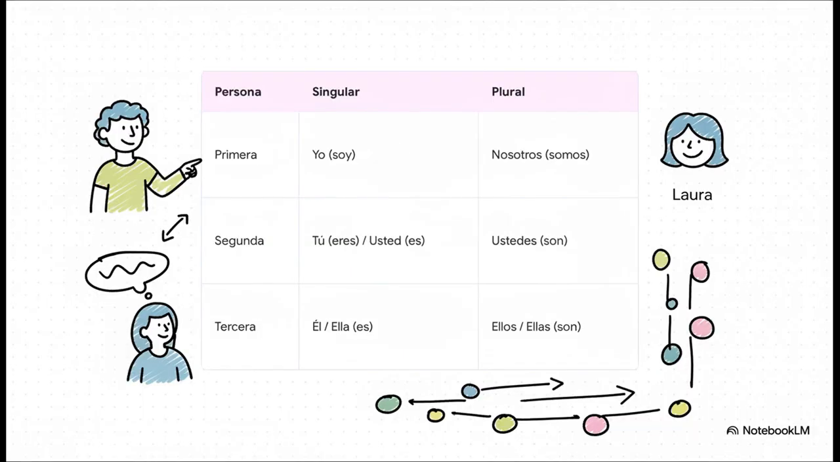That little word es comes from the verb ser. And as you can see here, ser is kind of like a chameleon. It changes its form depending on who you're talking about. So for I, it's soy. For you, it's eres. And for a he or she, like our friend Laura, it's es. Now, don't worry about memorizing this whole chart right now. Just recognizing that these different words all mean the same basic thing is a massive step forward.